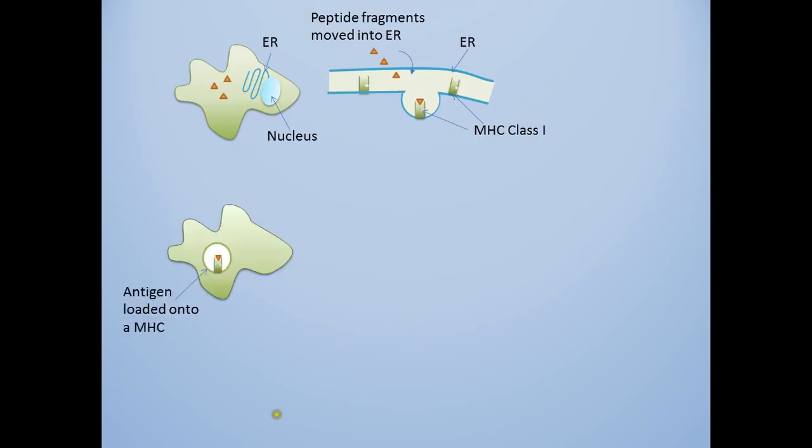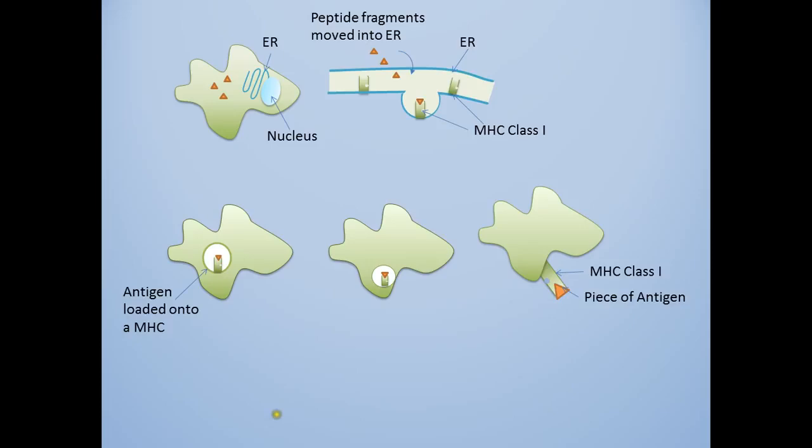Ultimately, the MHC antigen molecule is released as a vesicle from the Golgi apparatus. The vesicle moves to the surface of the cell where it fuses with the cell membrane. The MHC antigen complex is displayed on the surface for presentation. All nucleated cells are able to process endogenous antigens in this manner, acting as an APC using an MHC class I molecule for antigen display.